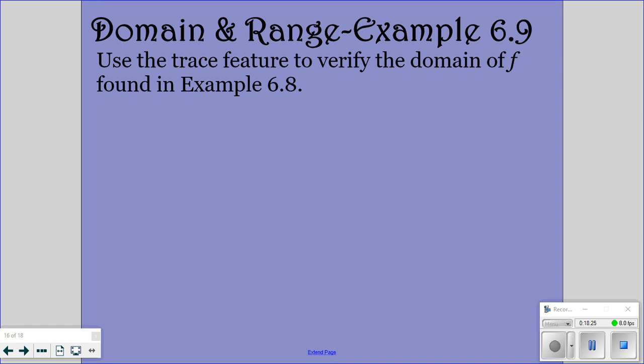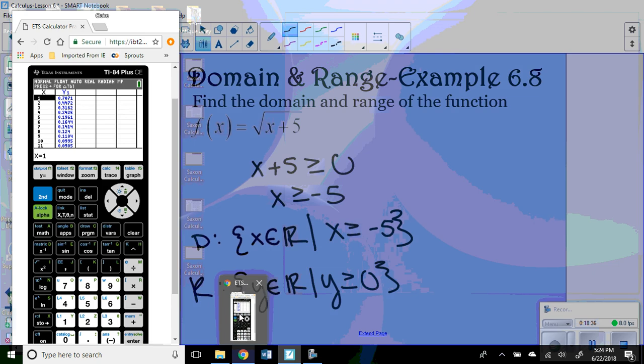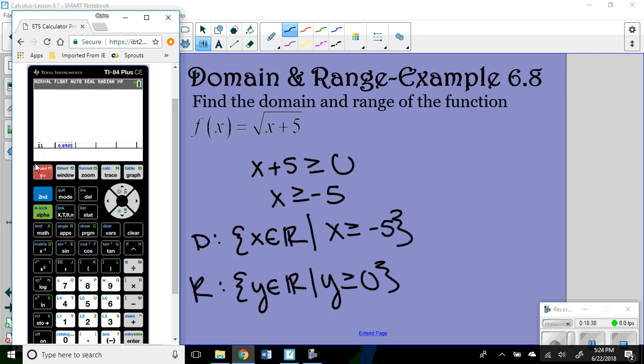Okay, so now we're going to use the trace feature to verify the domain of f that we had in example 6.8. So I'm going to go back here and go to my calculator. When we use the trace feature, we need to go to y equals. So you need to type in the square root of x plus 5, and then hit enter and graph it. So it should come up like that.